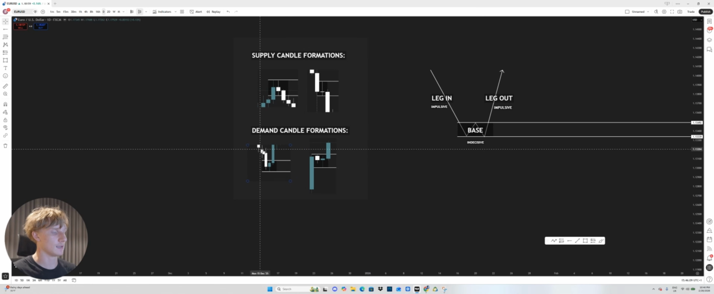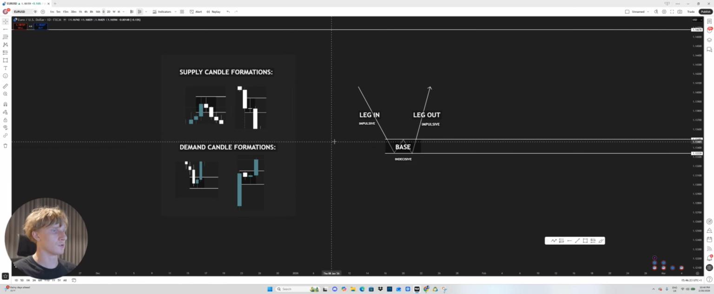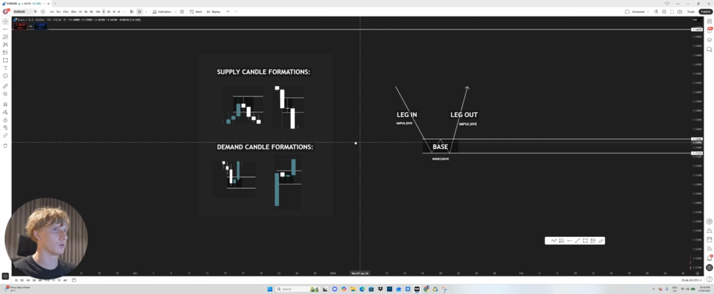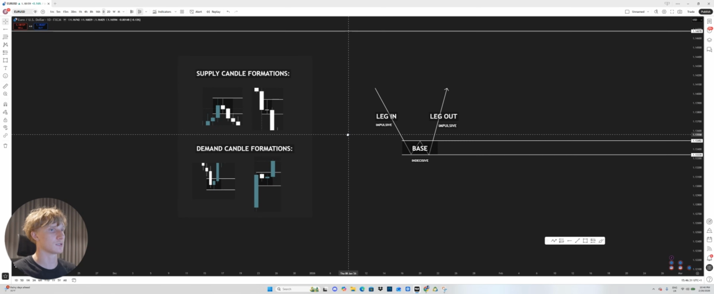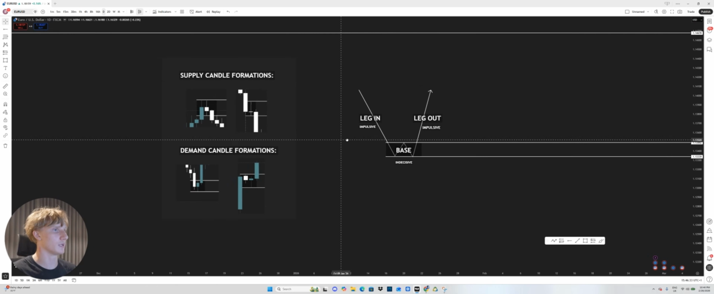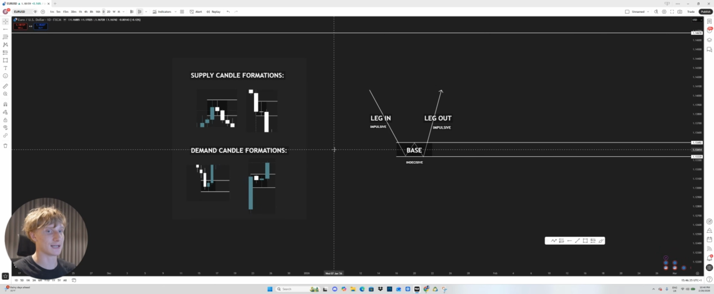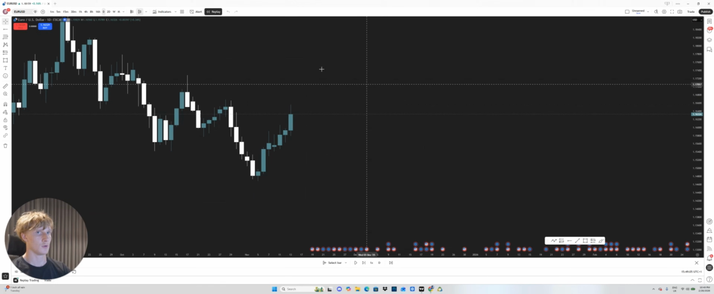Here we have a leg in, base, leg out. Leg in, base, leg out. Leg in, base, leg out. So as long as you are able to identify indecisive and impulsive candles, then you're not going to have any problem with identifying supply and demand candle formations. And I'm going to show you exactly the process to do that now.